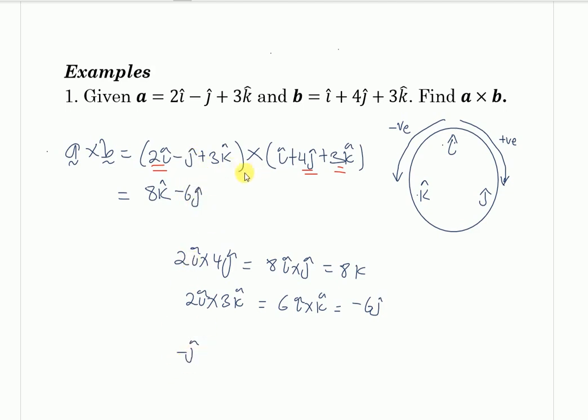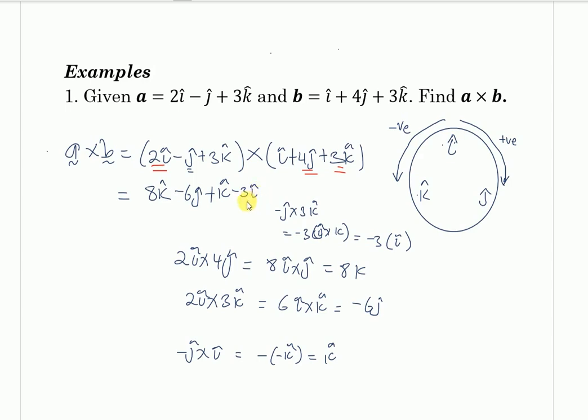The next one is negative j crossed with i. Now j cross i is negative, so the overall thing will be negative and then negative k, so we get plus k. Then we have negative j crossed with 3k. This is the same as negative 3 times j cross k, and j cross k is just i. So we have minus 3i.